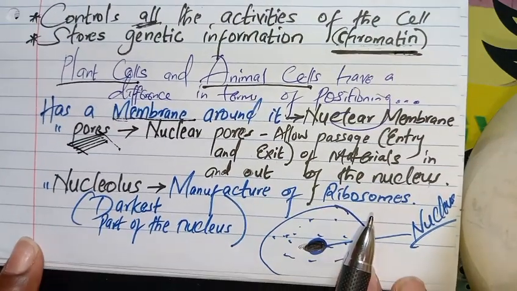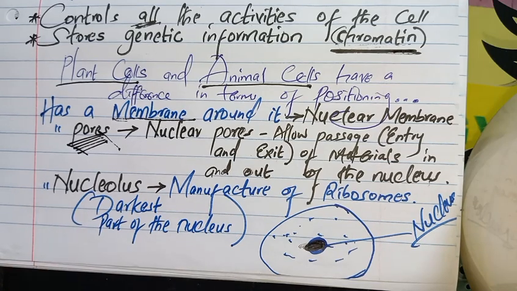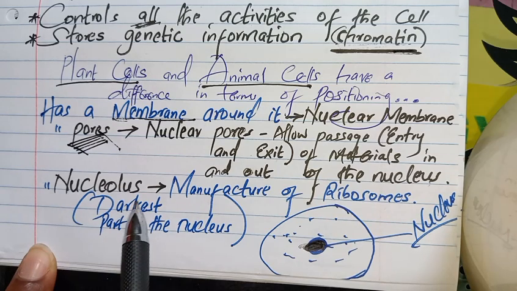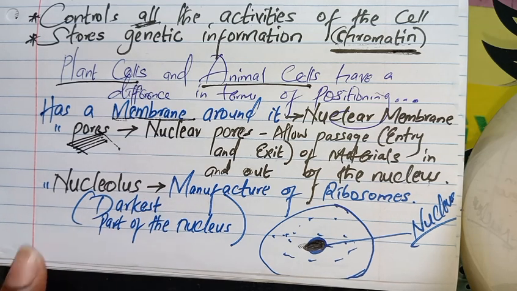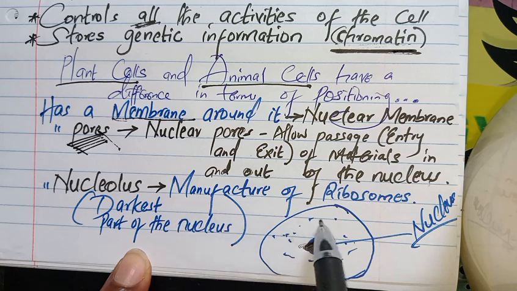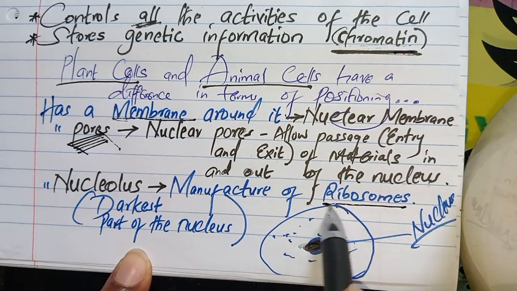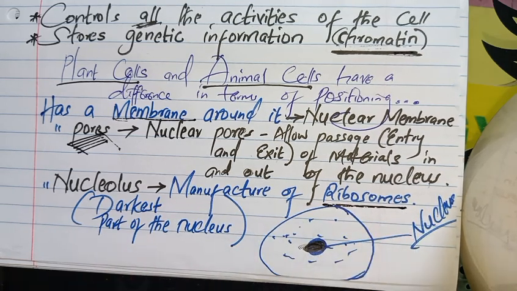Finally, we have the darkest part of the nucleus, the most centrally placed and the darkest part of the nucleus, we call the nucleolus. The nucleolus is now the one that is responsible for storing of genetic information, and this is because the main function of the nucleolus is manufacture of ribosomes. In our next video or subsequent videos, I will talk about the ribosomes, but just to hint, I will tell you that the ribosomes are responsible in the formation of proteins, and these proteins are the ones that are responsible in formation and transfer of genetic information.